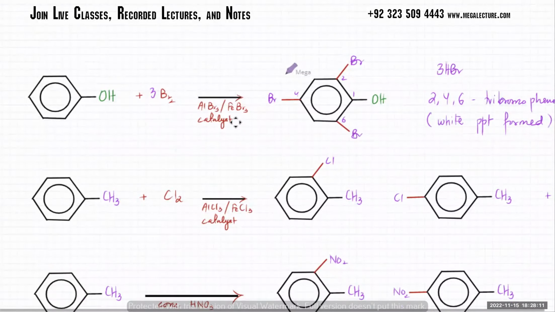Achha, plus another thing is conditions. Conditions are you don't need a catalyst now. ठीक है? And it happens at room temperature. The reaction is very fast. ठीक है? You don't need any catalyst. The conditions are room temperature.